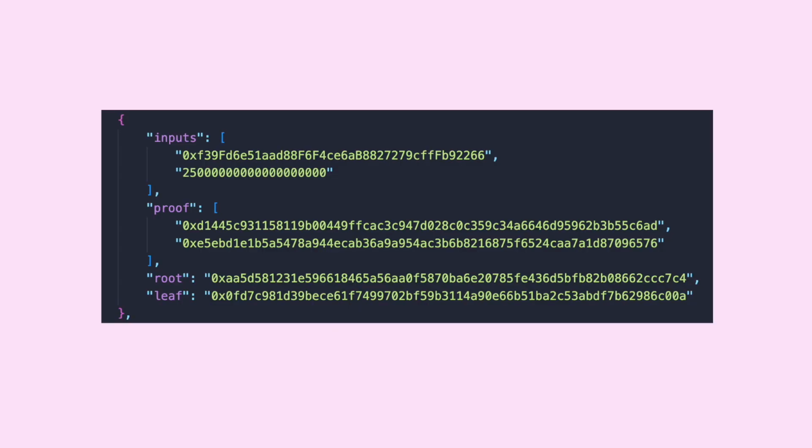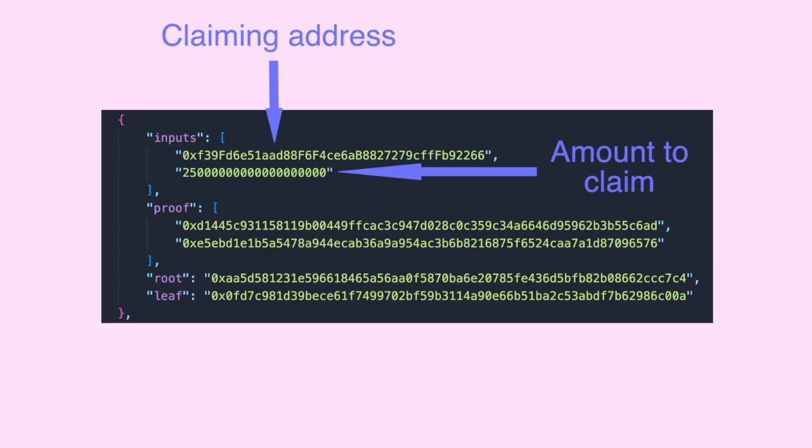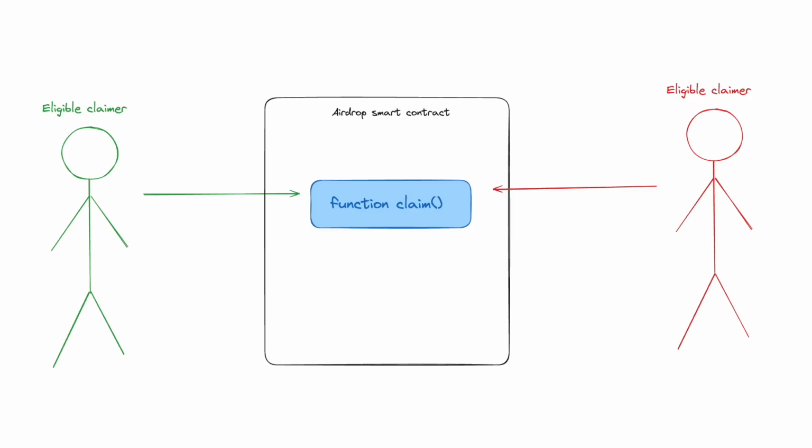In this process, the list of eligible recipients and their respective allocated amounts are hashed together to create these leaf nodes in the Merkle tree. The root of this Merkle tree is then published on-chain in the airdrop smart contract. Each recipient can then claim their tokens by providing a Merkle proof that is calculated off-chain using one of those scripts from the libraries we discussed earlier.